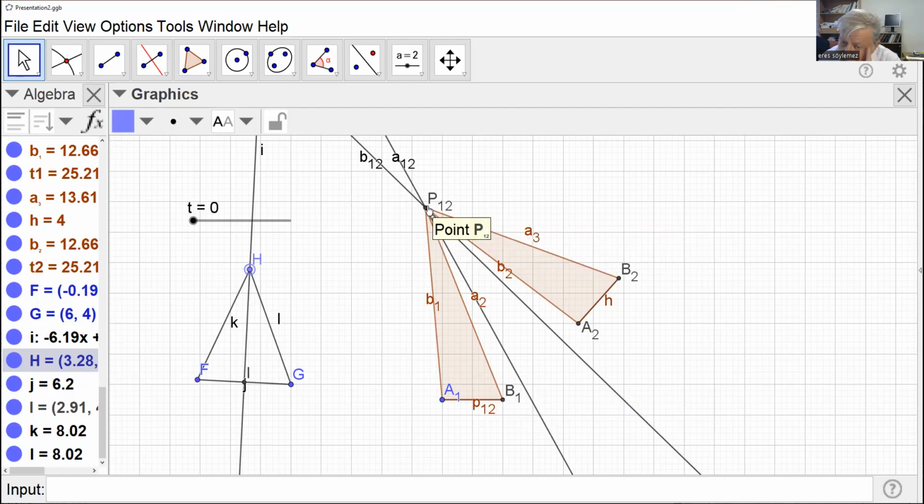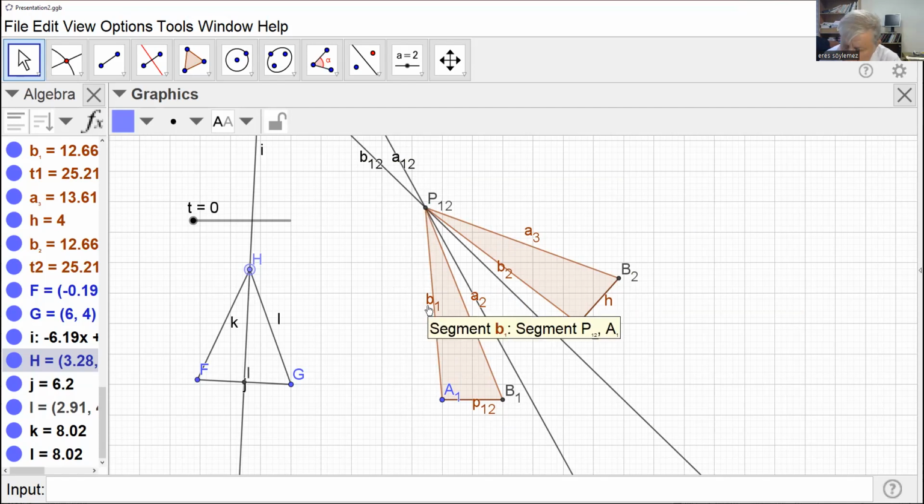B1P12 is equal to B2P12. Again, with the same reason, because it is on the perpendicular bisector of B1B2, P12 is also on B12.